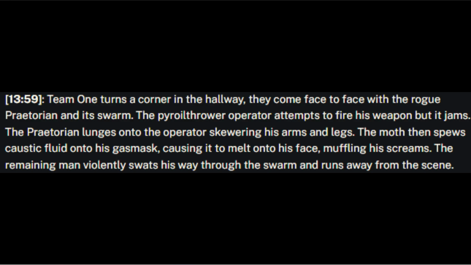1359. Team 1 turns a corner in the hallway. They come face to face with the rogue Praetorian and its swarm. The pyro thrower operator attempts to fire his weapon, but it jams. The Praetorian lunges onto the operator, skewering his arms and legs. The moth then spews caustic fluid onto his gas mask, causing it to melt onto his face, muffling his screams. The remaining man violently swats his way through the swarm and runs away from the scene.